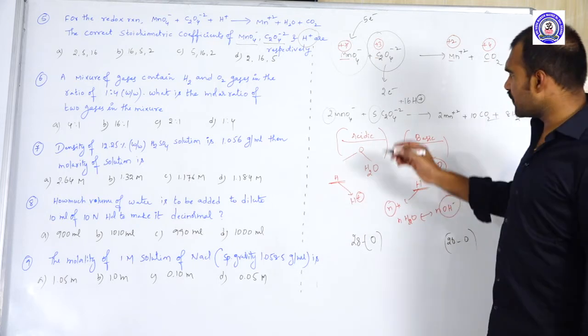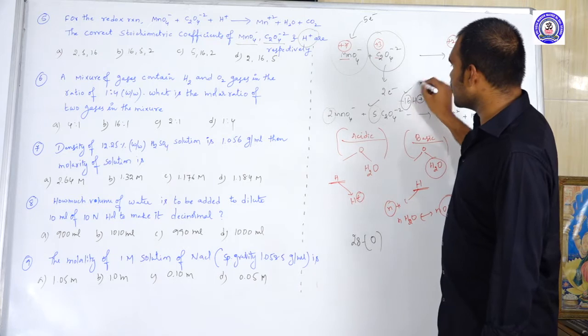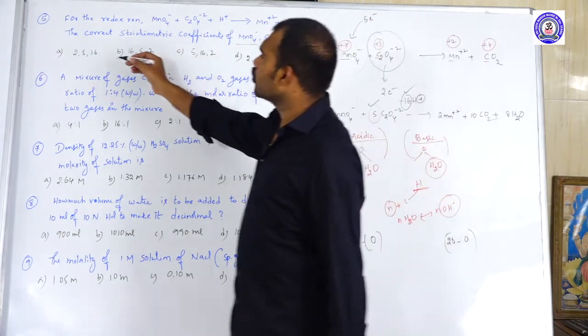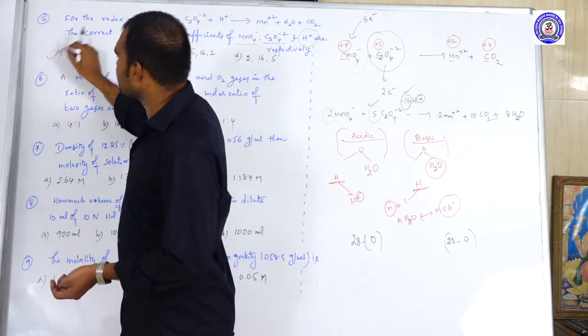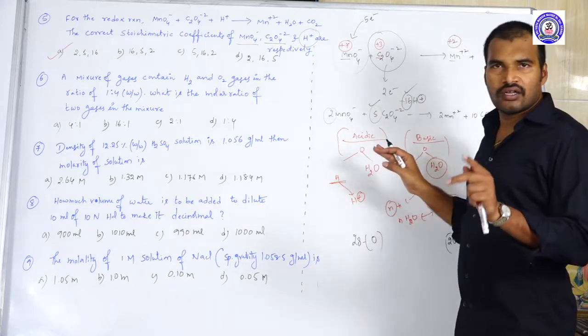equation. Now what are the coefficients of permanganate? 2, and oxalate is 5, and H plus ions is 16. So the option will be 2, 5, 16. That is the first option. Okay, so like this you can easily answer the questions.